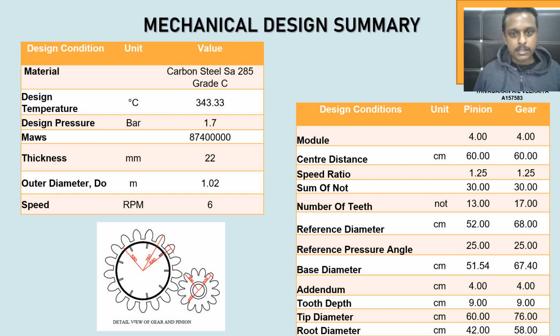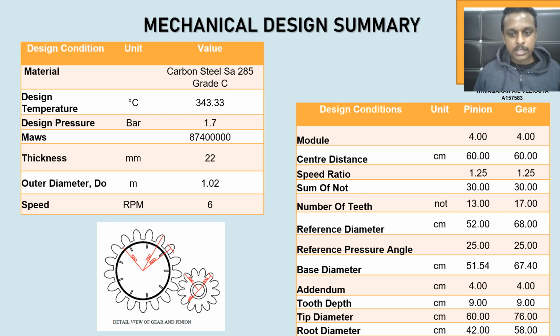For the mechanical design of the rotary drum dryer, the material used is carbon steel SA285 grade C with the design temperature of 343.33 degrees Celsius with the design pressure of 1.7 bar. The thickness of the drum is calculated 22 mm, which gives the outside diameter of 1.02 meters. The speed of the drum also is calculated, which is 6 rpm.